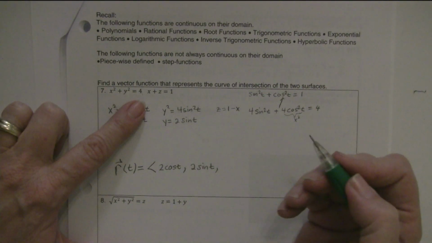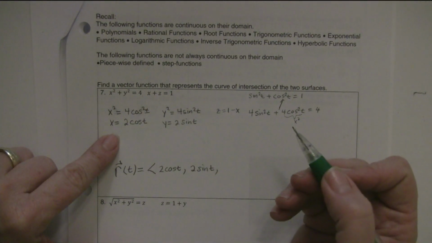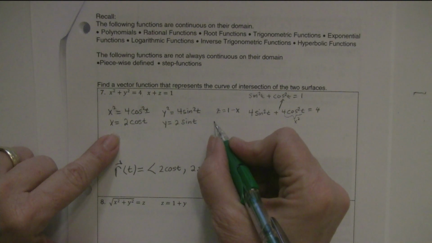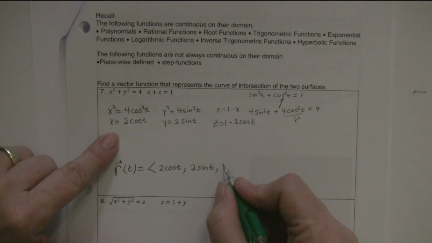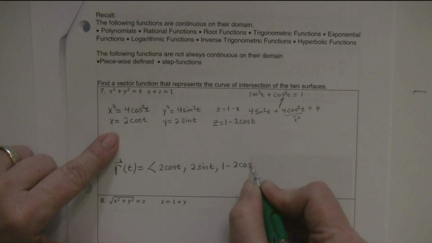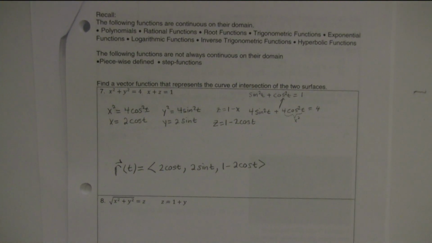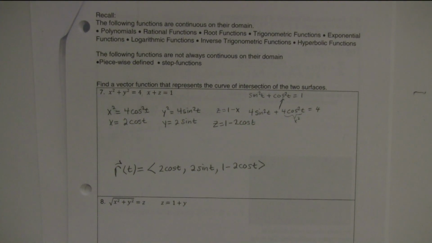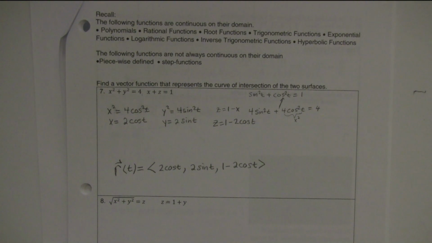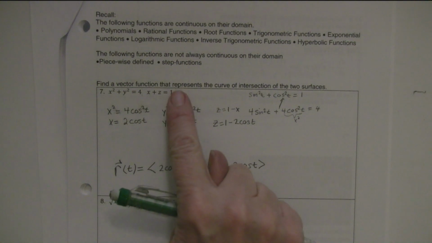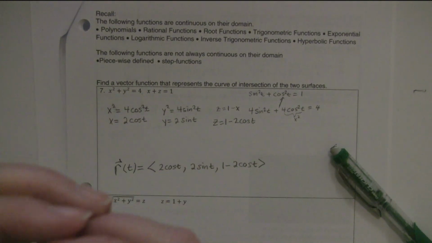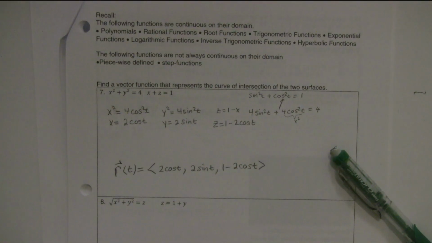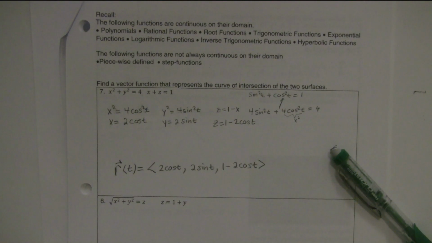Do you guys agree? If I take away x from both sides, we said x was 2 times cosine of t. So this would mean that z equals 1 minus 2 cosine of t. Put that right here, 1 minus 2 cosine of t. And there I have a vector valued function of where those two surfaces intersect one another. This surface right here, which is a plane, and that surface right there, which is a cylinder, right? And where they intersect one another, this is what we have.